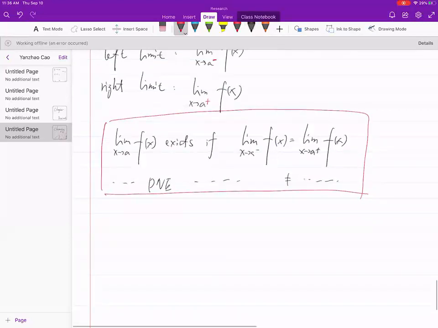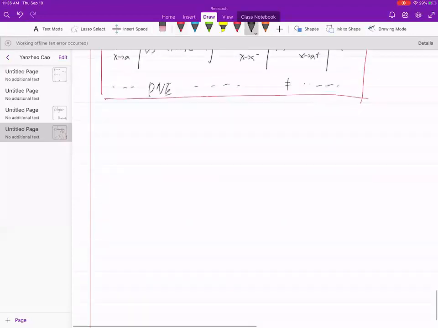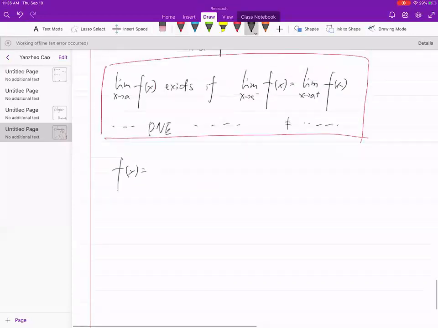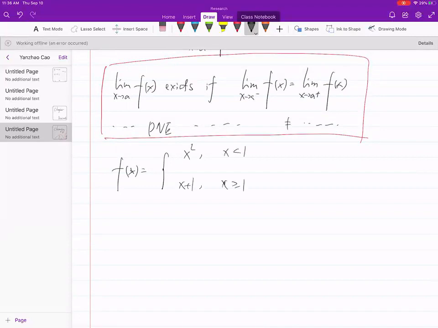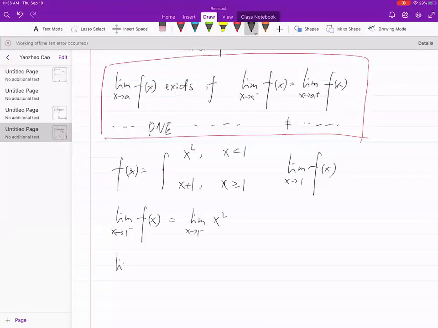All right. Let me rewrite the example from before. f(x) is this. We said this before, right? Before, I didn't know which formula to plug in. Now I know exactly, because if I'm approaching 1 from the left, I should use this. And if I'm approaching 1 from the right, I should use this.